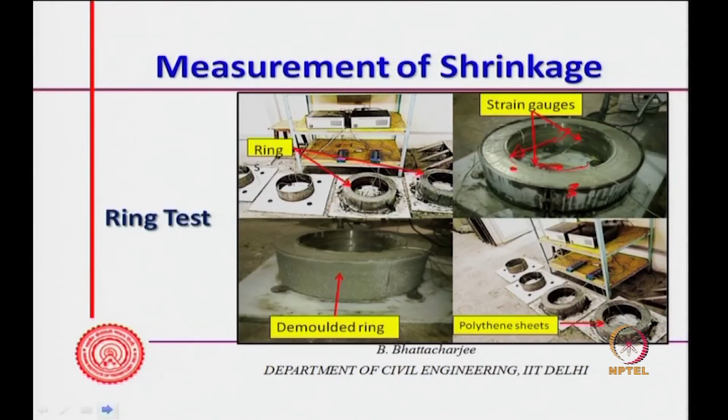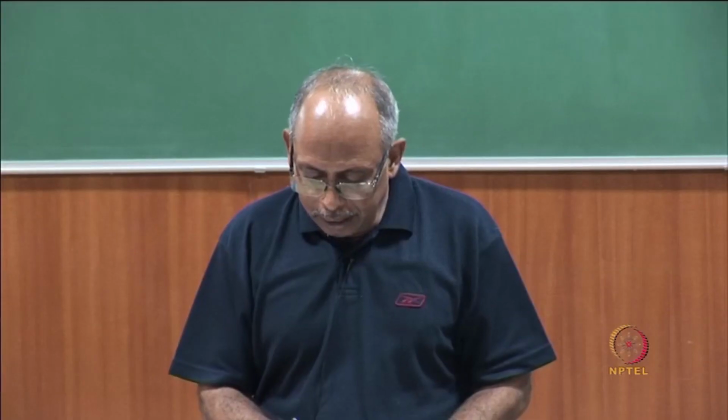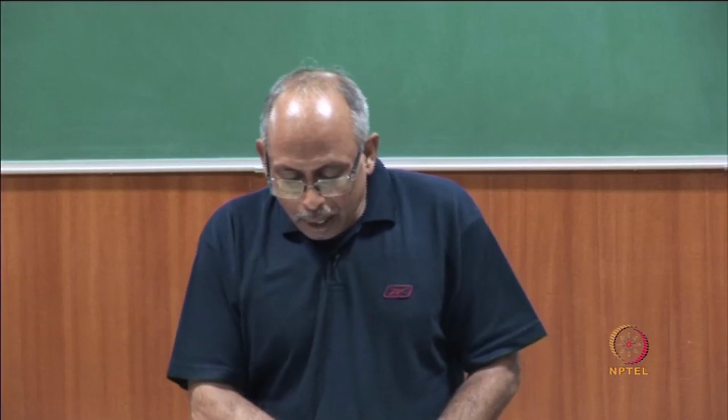For example, autogeneous shrinkage, and in the long run, drying shrinkage up to cracking. If you have autogeneous shrinkage, it means you have covered it with polythene, no moisture loss should be there, but if you allow it to dry in a given environment, then you can find out the time required for cracking. So, this is an ASTM test, and that is how we measure.